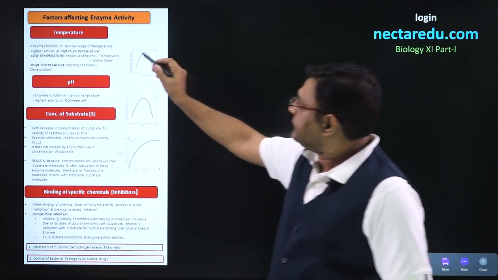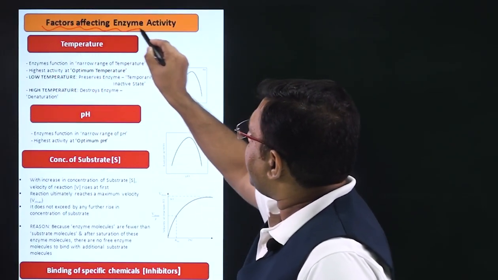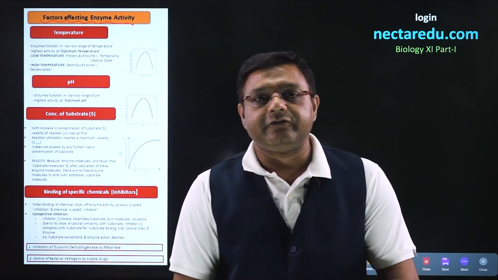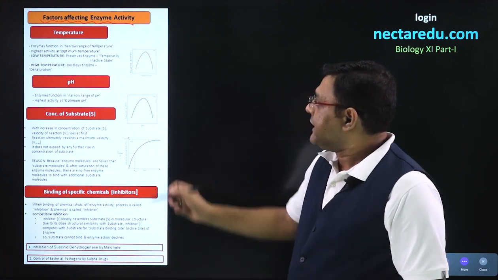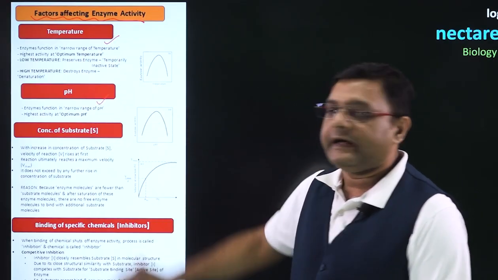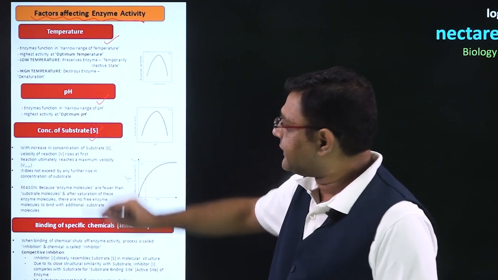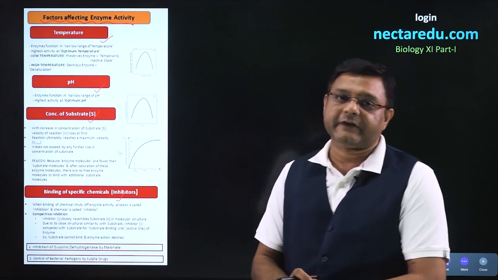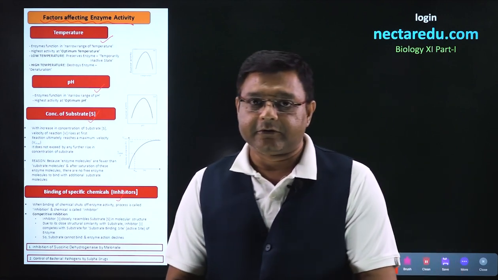In this particular video, we will look into the factors which affect enzyme activity. There are four factors which will affect enzyme activity. The first factor is temperature. The second factor is pH. The third factor is concentration of substrate. And the fourth factor is binding of specific chemicals called inhibitors.